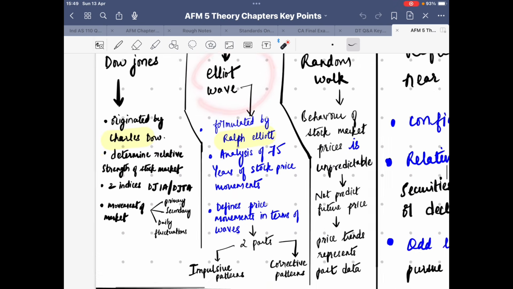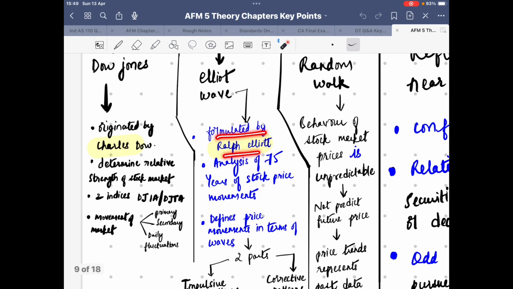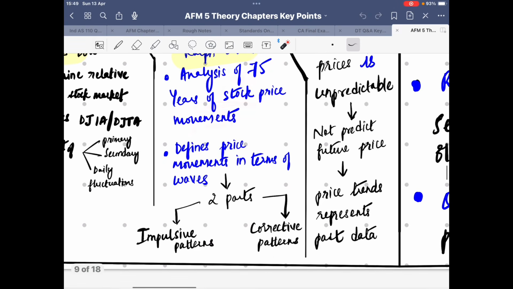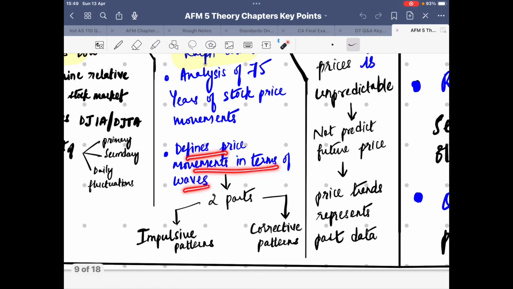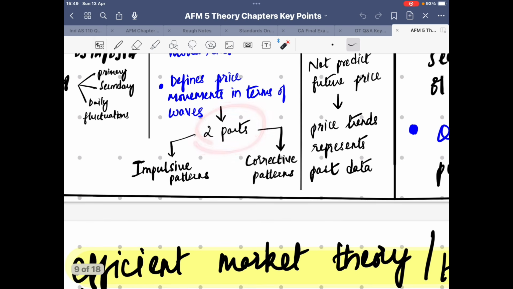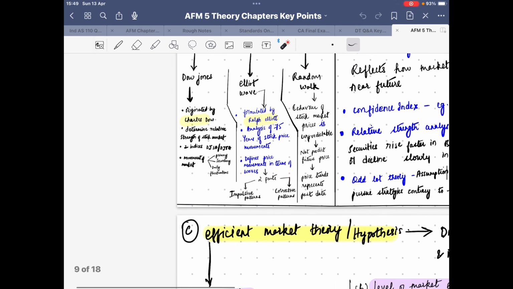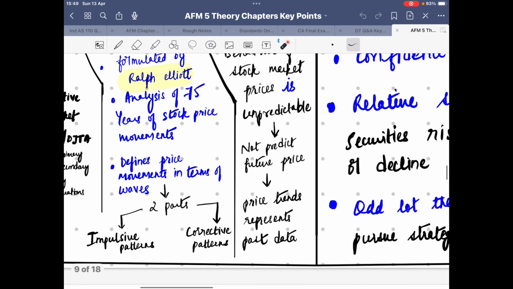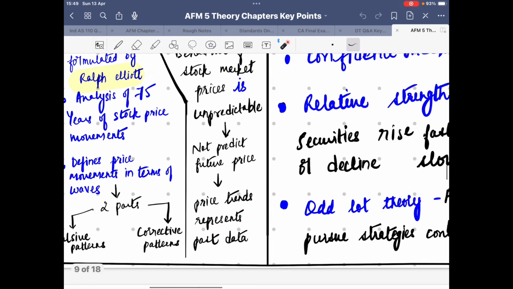Coming to Elliott wave theory, formulated by Ralph Elliott, analysis of 75 years of stock price movements, defines price movements in terms of waves. It has 2 parts, impulsive patterns and then corrective patterns. Random walk theory: behavior of stock price is unpredictable, it cannot predict future price trends, it represents past data.